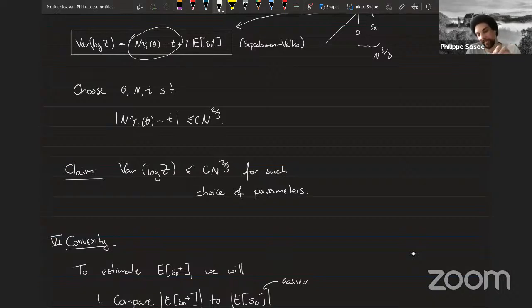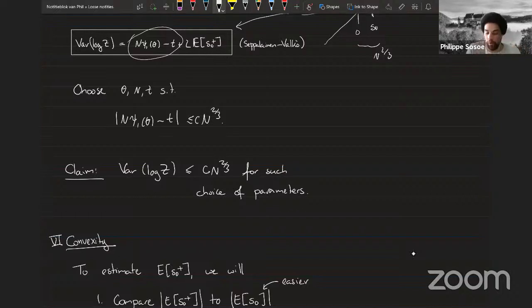What we'll see, in fact, is that once we know the variance is of order n to the 2/3 when we make this choice of parameters, we'll be able to show that if either n or t is much bigger than the remaining parameter, so if n times psi 1 is much bigger than t, or t is much bigger than n times psi 1, then in fact the behavior will be Gaussian.